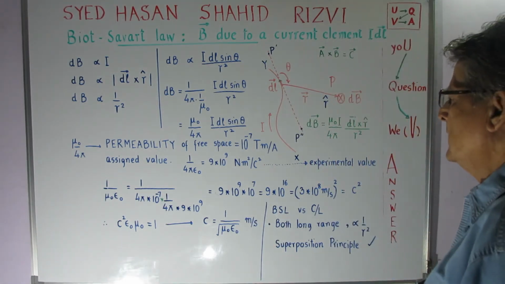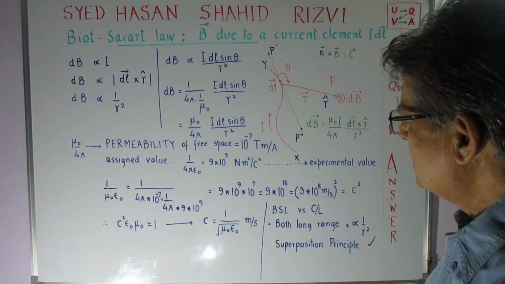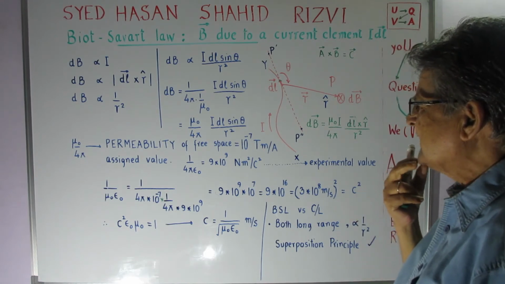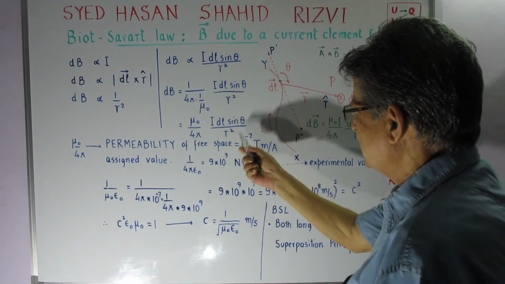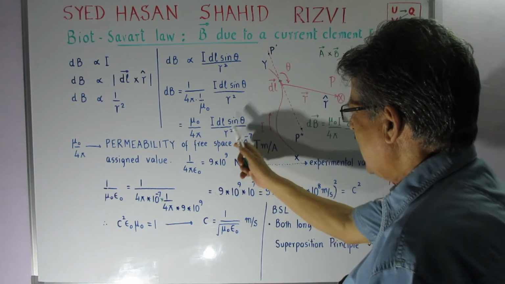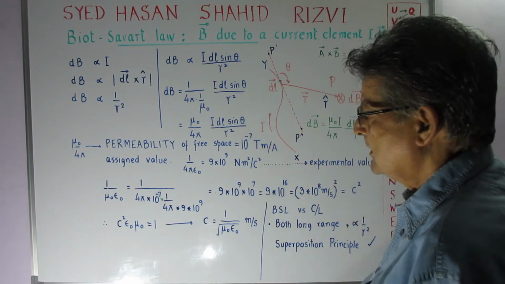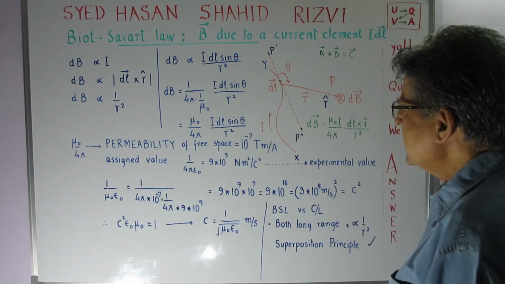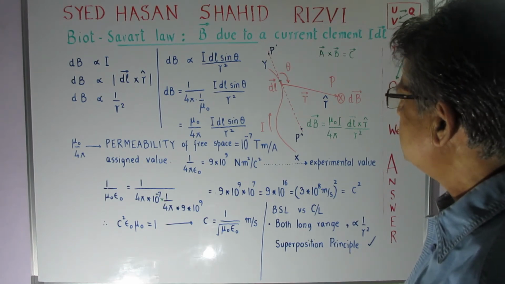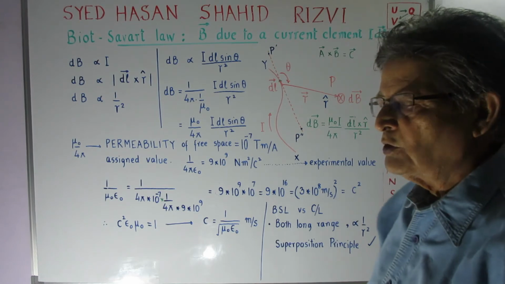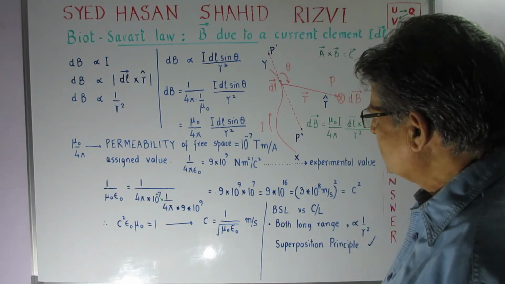Now let's come back here. Here we have an interesting thing. Mu naught upon 4 pi, no problem. I, no problem. dl, no problem. R, no problem. The problem is sine theta. And sine theta is 0 for theta equal to 0 or theta equal to pi, 180 degrees. So what does that mean?